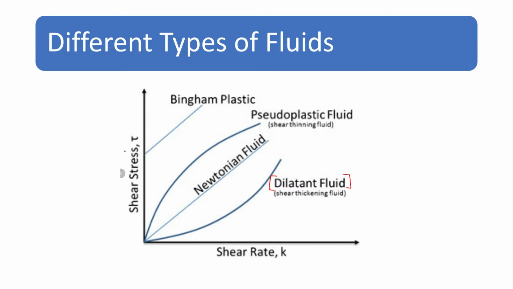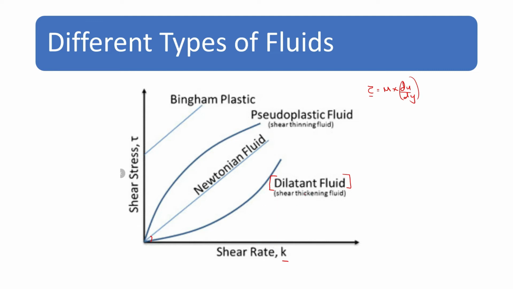In this figure you can see that shear stress tau is on the y-axis and shear rate K is on the x-axis. Newton's law of viscosity states that tau is equal to mu into du by dy. That is, du by dy is the shear strain rate, that is K here, and tau is the shear stress. So for a Newtonian fluid, viscosity mu, that is the slope here, will remain unchanged. So viscosity will not vary.